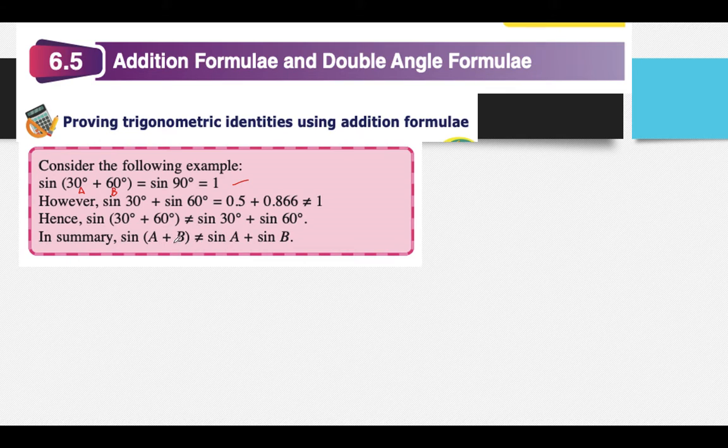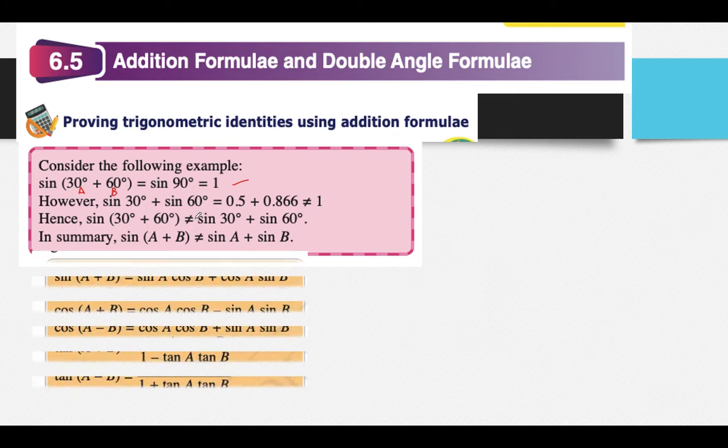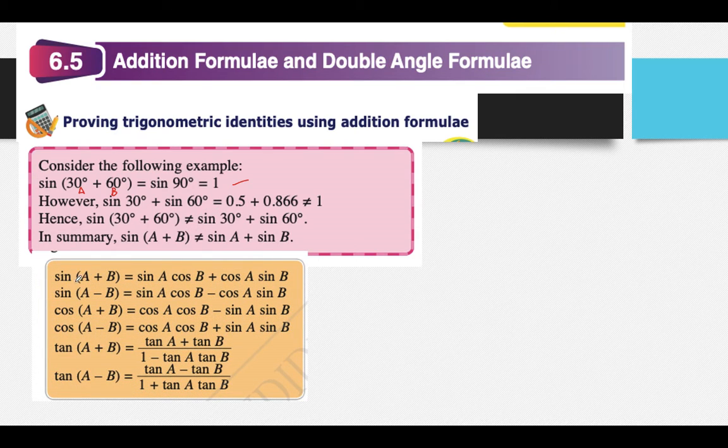So this does not equal. You cannot do it like an algebraic formula. So there's another formula for this. Sine A plus B is sine cos, cos sine. If here plus, you follow plus. If here minus, you follow minus. Remember, sine cos, cos sine. This is for the sine formula.